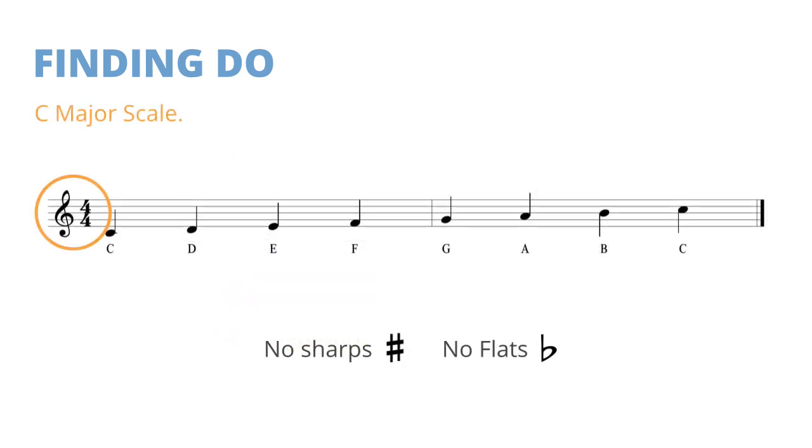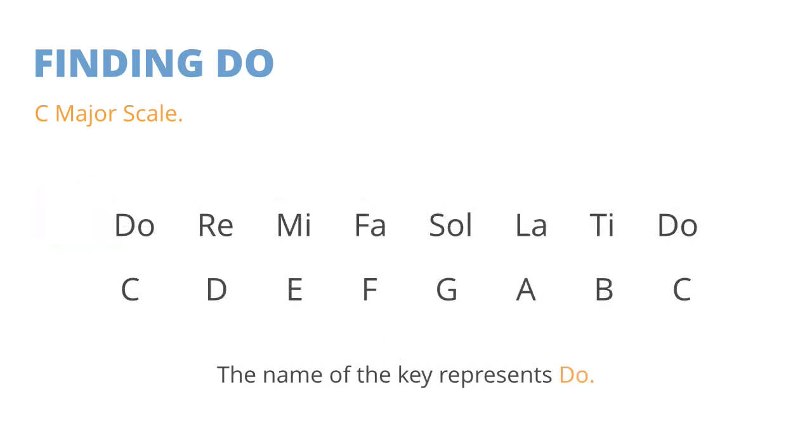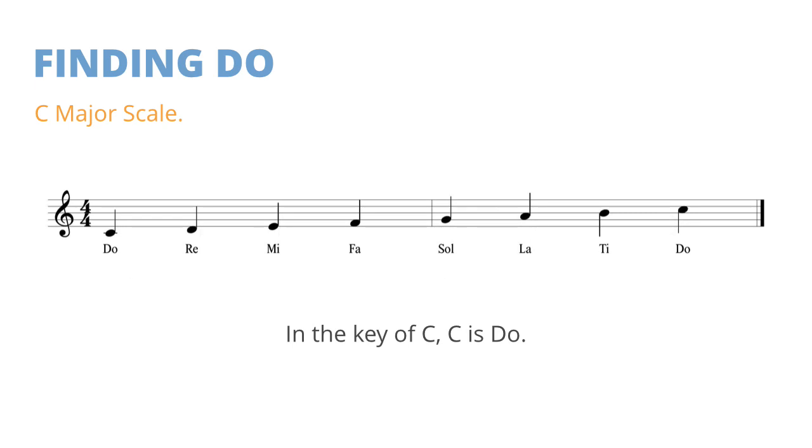Here are all of the notes in the key of C. Again, you'll notice no sharps and no flats. We take the scale and line it up with the solfege. C becomes do, since the key determines do. D becomes re, and so on. When we add notes, this is what it looks like. So when you're sight singing in the key of C, these are the syllables you'll use.